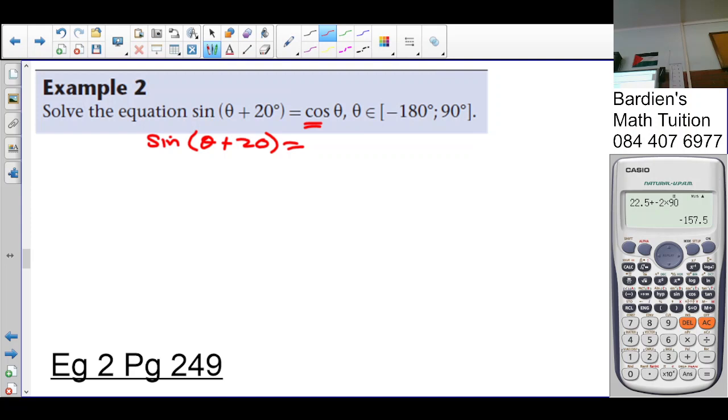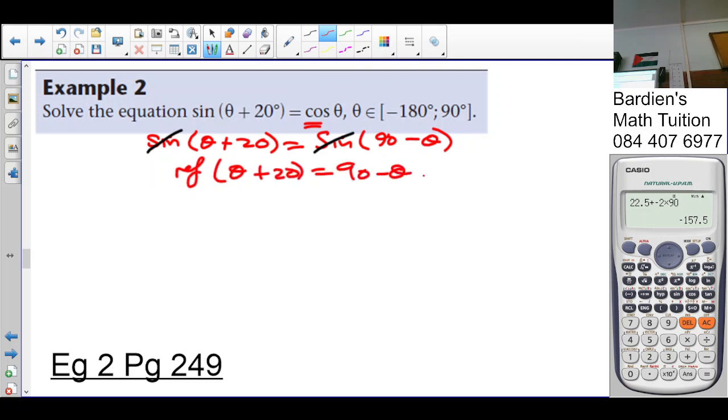Cos can be written as sine of 90 minus theta. Why did I do that? I can have sines on either side of the equal sign. You will agree with that? So what can I do? I can drop the sines, not so? So my reference: theta plus 20 is equal to 90 minus theta.